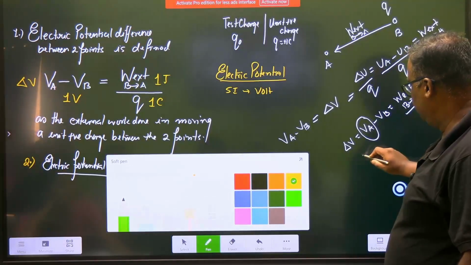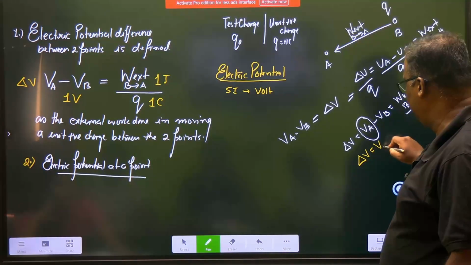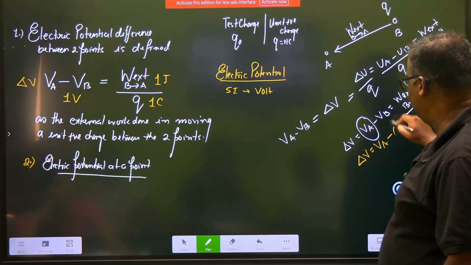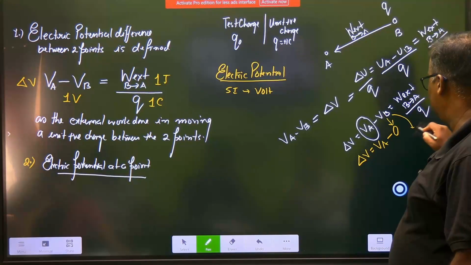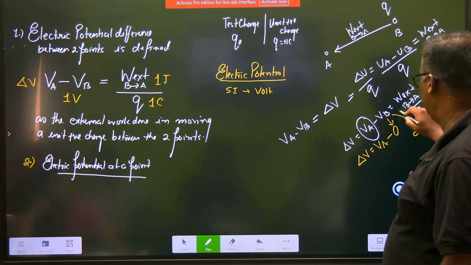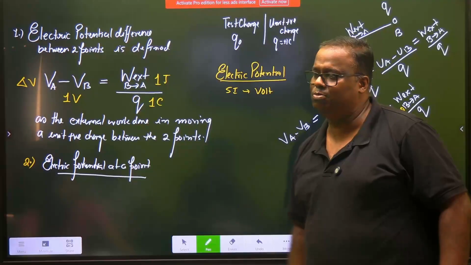You want to calculate the potential at A, which means you want your delta V to give only VA. This is possible if this is made 0, and this can be made 0 when B is changed to infinity. So this B will change to infinity. Now it becomes easier for us to define what is electric potential at a point.